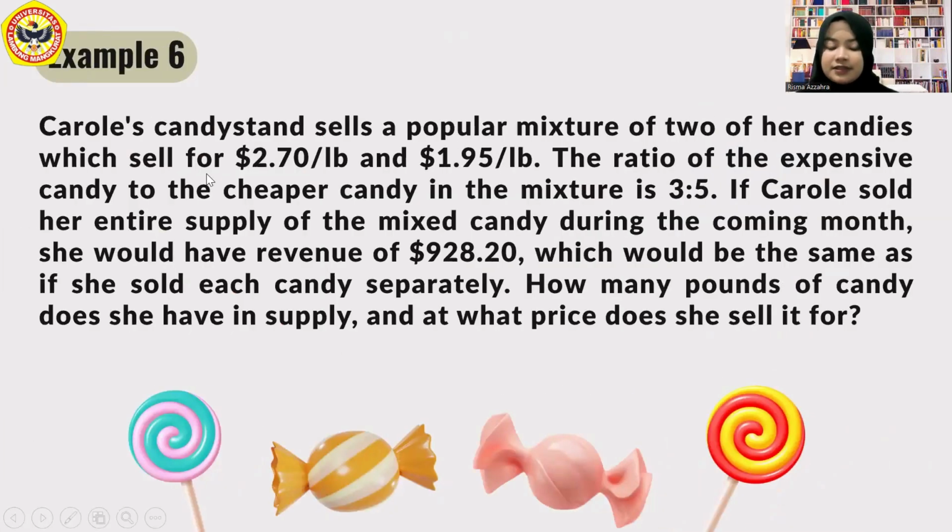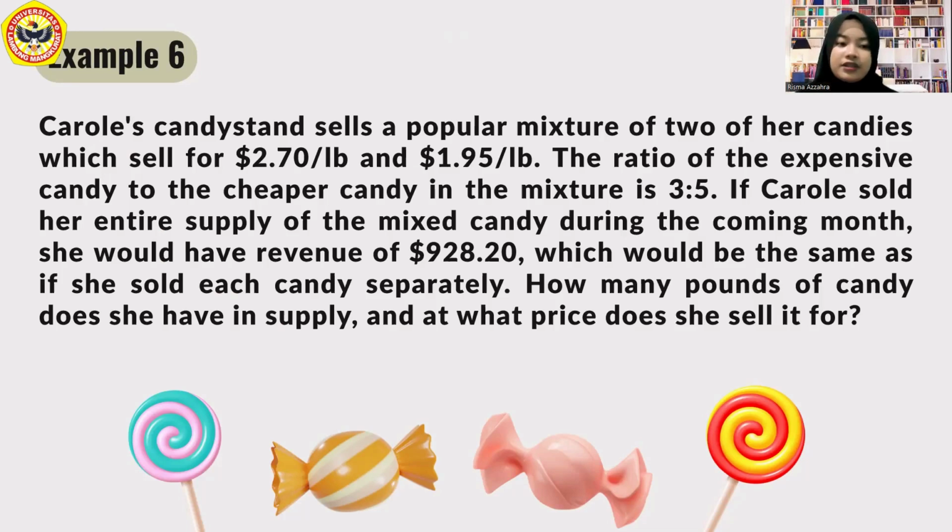Next, example 6. Carol's candy stand sells a popular mixture of her candies, which sells for $2.70 per pound and $1.95 per pound. So the ratio of the expensive candy to the cheaper candy in the mixture is 3 to 5.